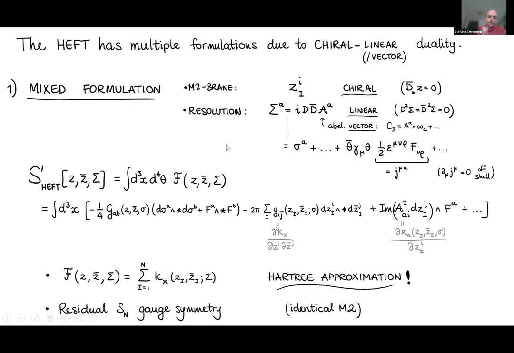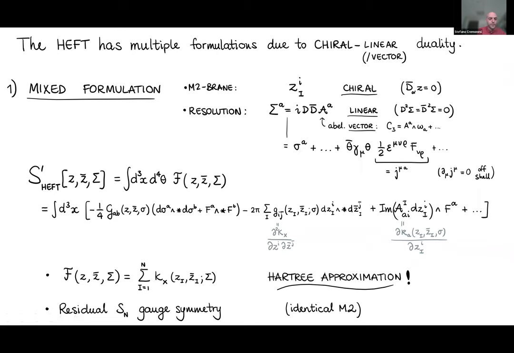I'll start from a mixed formulation in which I'll treat the M2 brane moduli, whose lowest components are just the positions of the N M2 branes in this four complex dimensional Calabi-Yau space, as chiral multiplets. But on the other hand, I'll treat the resolution moduli or Kähler moduli as linear multiplets, or multiplets of conserved currents, which locally can be written as D D-bar of an abelian vector multiplet. So you can also alternatively think of this as an abelian vector multiplet. And just to remind you, the lowest component of sigma, which in this case would be the field strength multiplet of the abelian vector multiplet, is the real scalar sigma in the vector multiplet. And then at some point you'll see the current, which is the Hodge dual of the field strength.